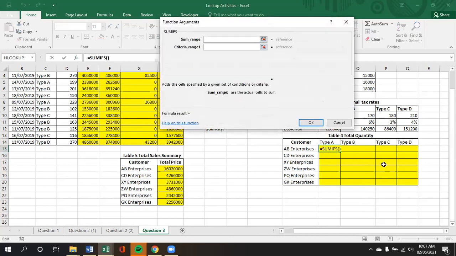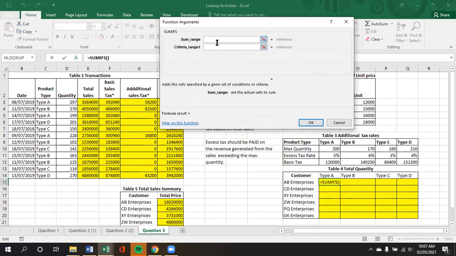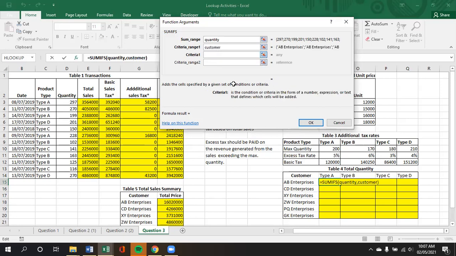Then they ask us to specify the sum range. This time it is the quantity, right? So you need to take the quantity. Right, very correct. Then the criteria range 1. What is the first criteria? It has to be, say, customers. Customers, right? Then the criteria 1.